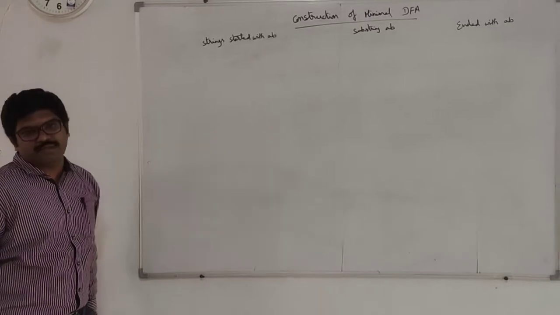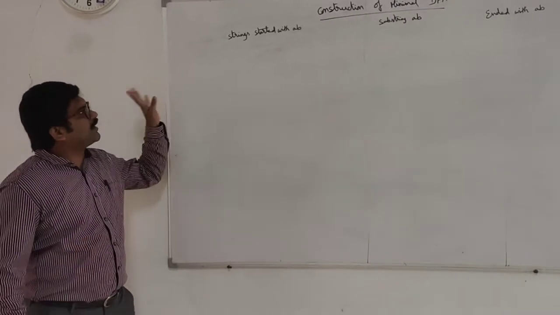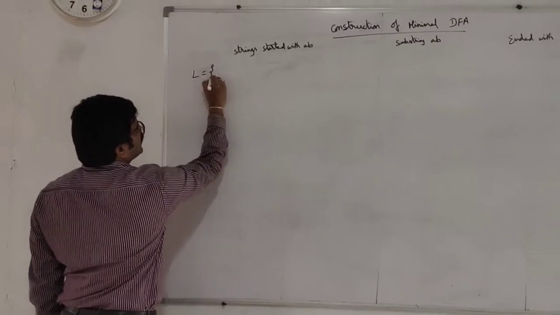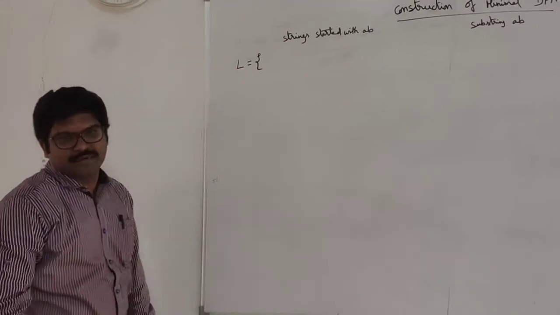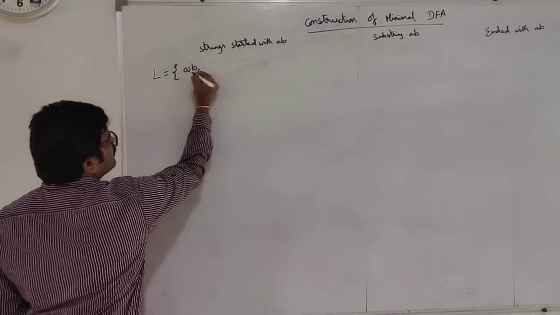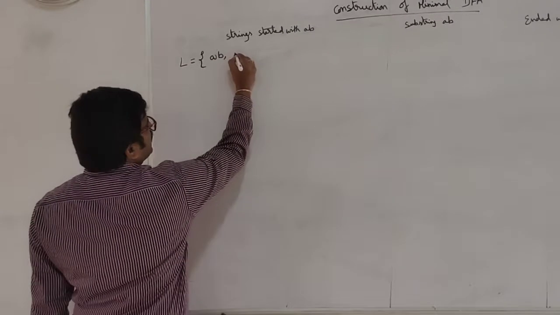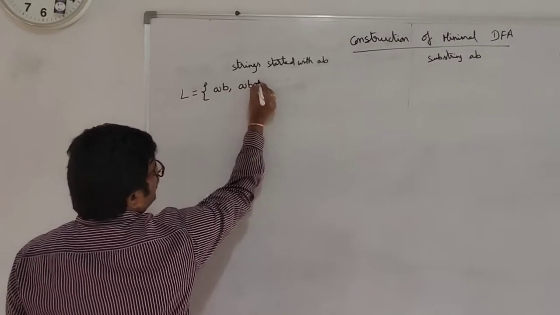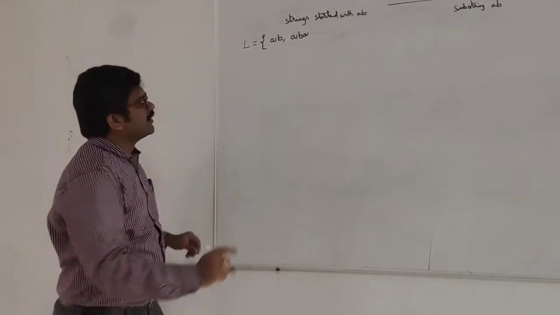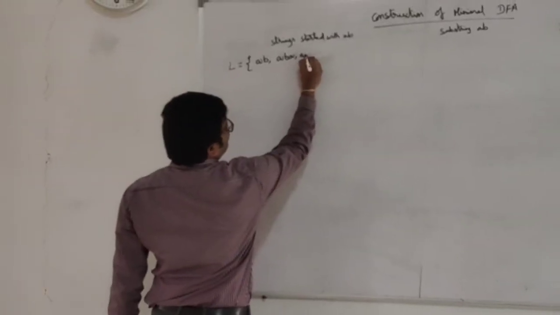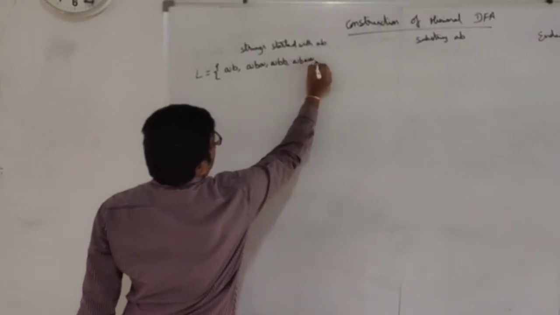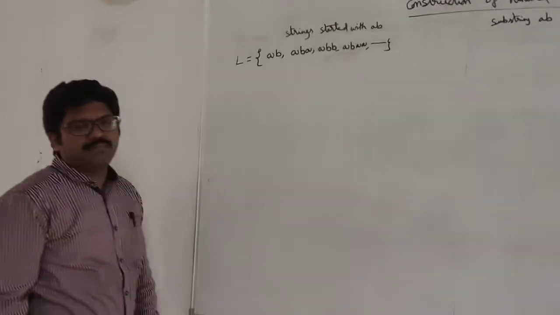Strings started with ab. For any problem, first you need to write the language. So here I am writing the language. L is equal to strings started with ab. So my first string in this language is ab only. Then the next one is aba, because ab must be included; all strings are started with ab only. Then my next string is abb, and then my next string is abaa, and so on and so forth. You will get many more.